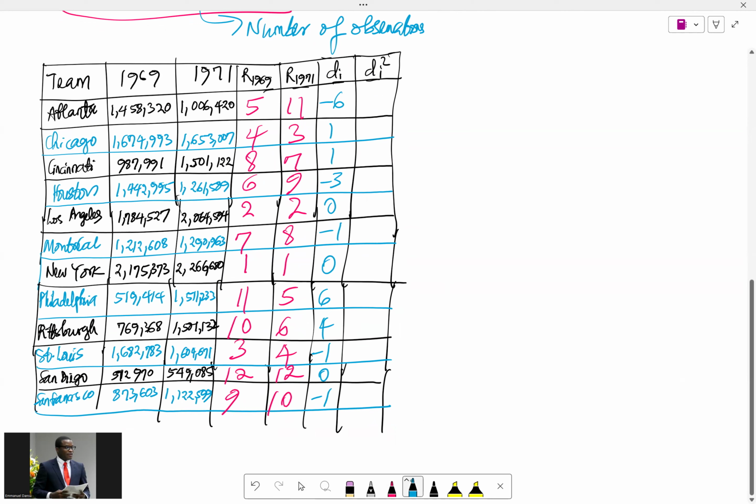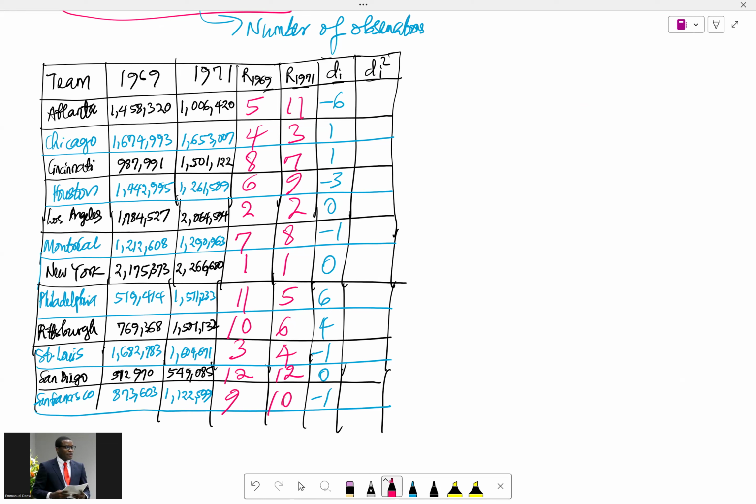So that's pretty easy. Let's check again, because you have to keep cross-checking. 5 minus 11 is minus 6. 4 minus 3 is 1. 8 minus 7 is 1. 6 minus 9 is minus 3. 2 minus 2 is 0. 7 minus 8 is minus 1. 1 minus 1 is 0. 11 minus 5 is 6. 10 minus 6 is 4. 3 minus 4 is minus 1. 12 minus 12 is 0. 9 minus 10 is minus 1.